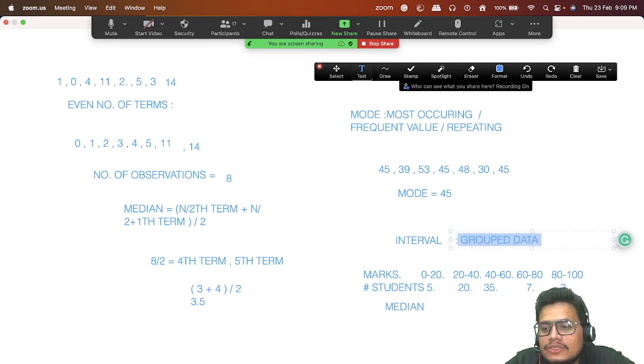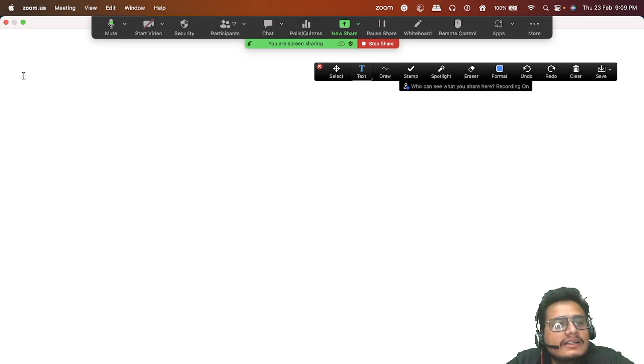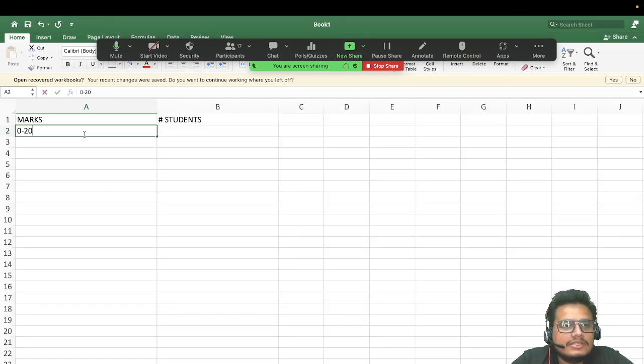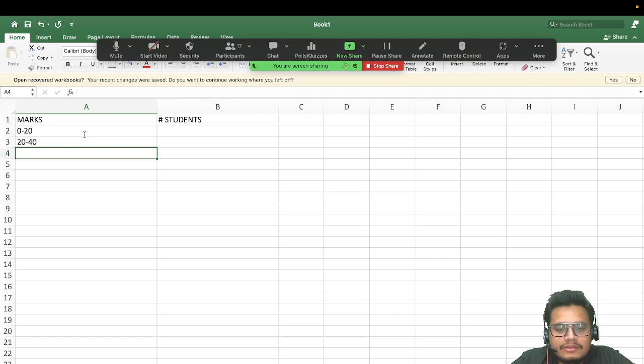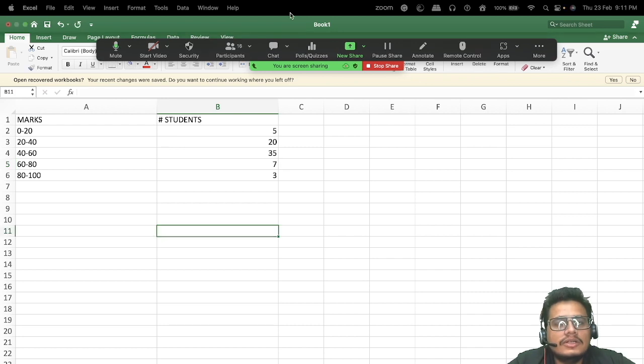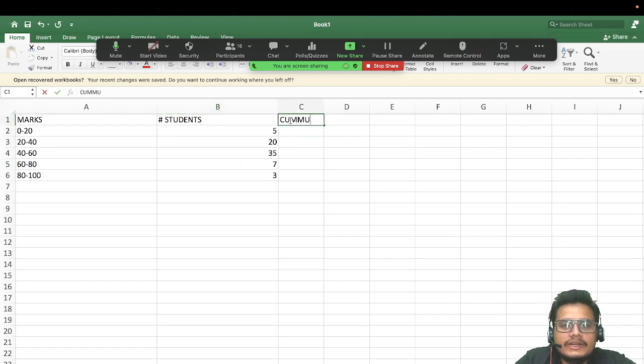ठीक है, so in the grouped data what happens is, let's write some steps for this first. Okay, then we'll solve it. So let's say we have marks and we have number of students. Okay, so 0 to 20, 20 to 40, 40 to 60, 60 to 80, 80 to 100. ठीक है, we have 5, 20, 35, 7. So now what we'll do, we'll first find the cumulative frequency.